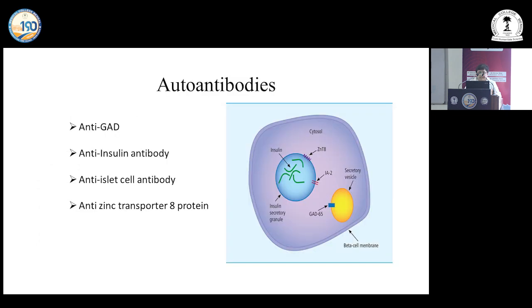Now, let's go back to the previous slide where we had shown a flow chart of how all these factors are leading to an autoimmune disease. Here, the genetic and the environmental factors are responsible for the production of the autoantigens. Like I said, the environmental factors include the viruses.